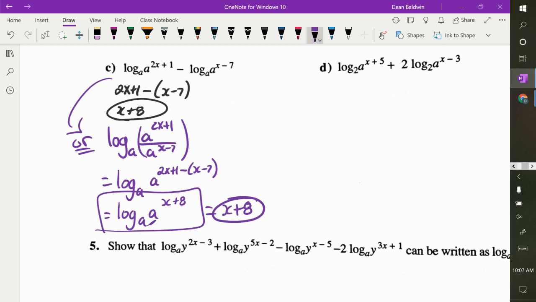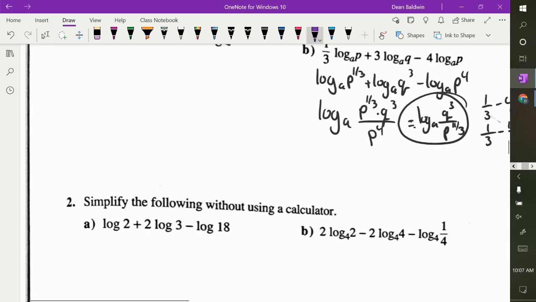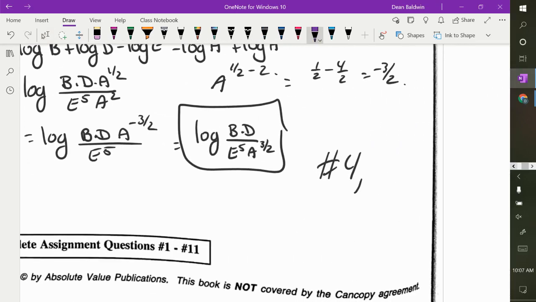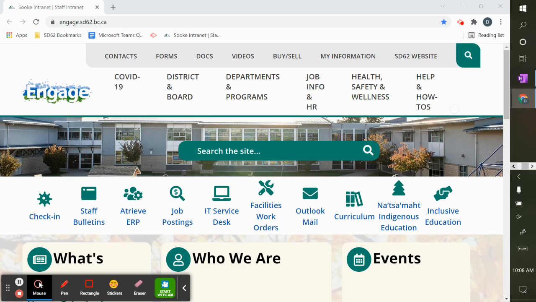That is how you're going to have to do D and number 5. So you're doing 4, 5, 6, 7, 8. Let me just write that down. Back up here. 4, 5, 6, 7. So basically 4 to 8. That's what you're doing. There you go.